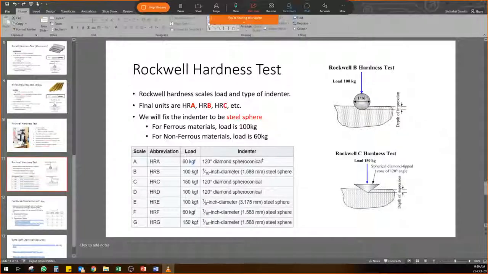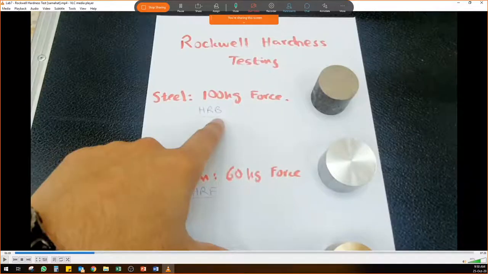Okay, HRB scale. How did this scale come in? Let's check. The rule says for ferrous materials, the load should be 100 kilogram. For non-ferrous materials, the load should be 60 kilogram. So if you check, 100 kilogram for steel is here, and here, and here. If we use a 1/16 inch indenter, which is the case we are doing, we will measure the hardness by the HRB scale. But if we use a 120 degree diamond spherical, so the conical tip, with 100 kilogram, it will be HRD. And if you use a 1/8 inch diameter steel ball, it will be HRE. In this case, we are using HRB, and the machine knows automatically. It will select the HRB scale automatically when we put it in the 100 kilogram force.